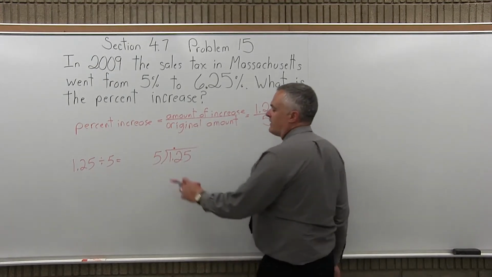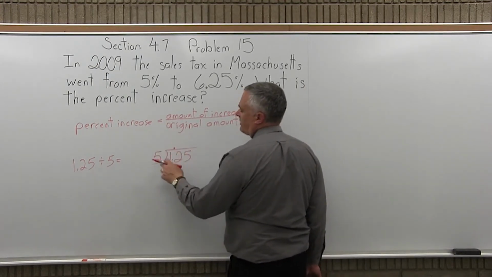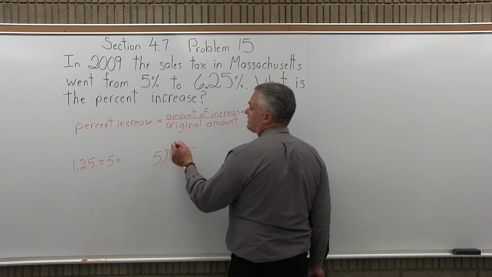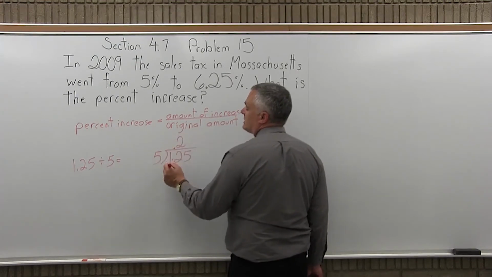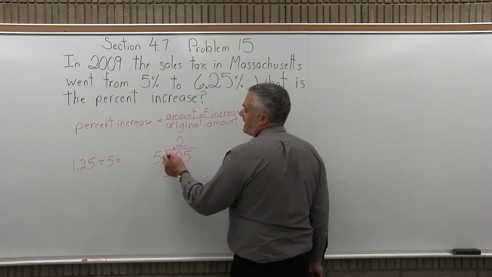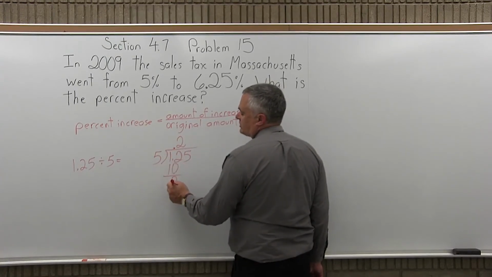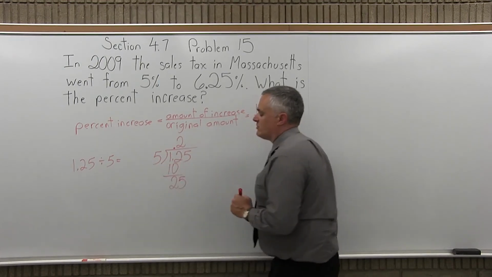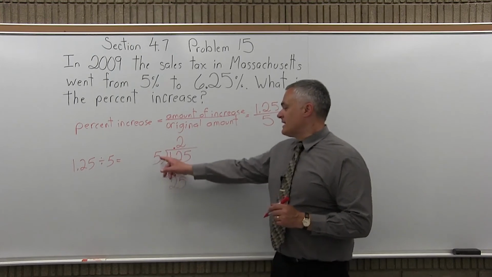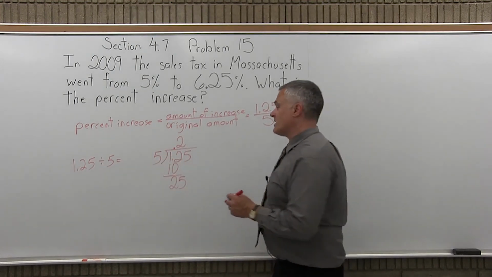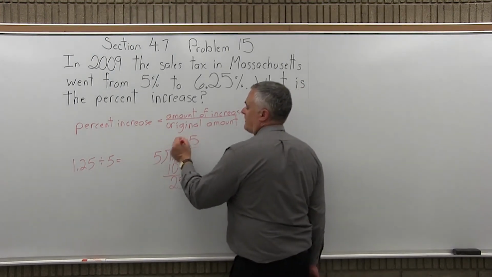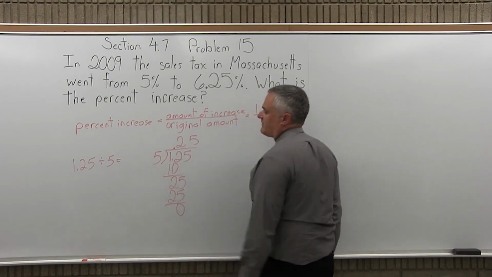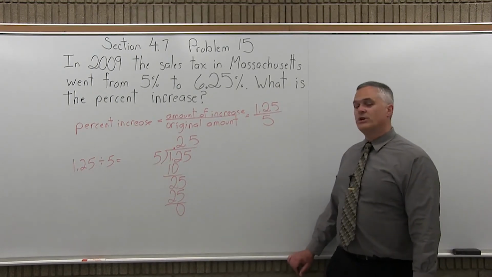So 5 divides into 1. Well, 1's not big enough. It just won't go. 5 divides into 12. It will go into 12. 5 times something will get you pretty close to 12. Times 2. 2 times 5 is 10. And now we'll subtract: 12 minus 10 is 2. So I do have a remainder. You bring down the next digit, which is a 5. Put it next to the 2, which will give you a 25. Now, 5 times something is 25. Well, times 5, it goes in perfectly. 5 times 5 is 25. Subtract 25 minus 25 is 0. You have a 0 remainder. So the answer is 0.25.